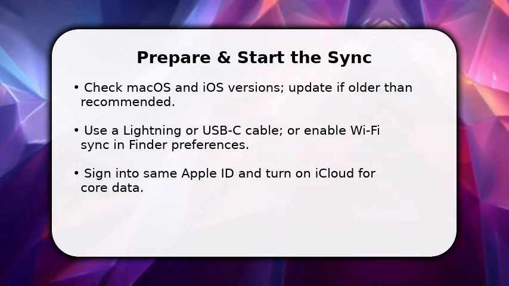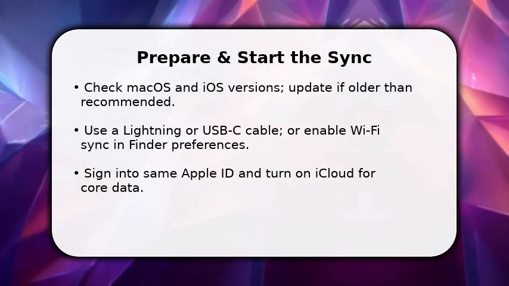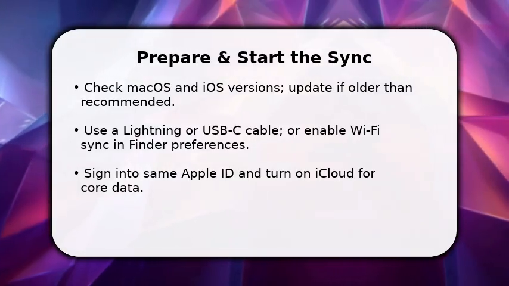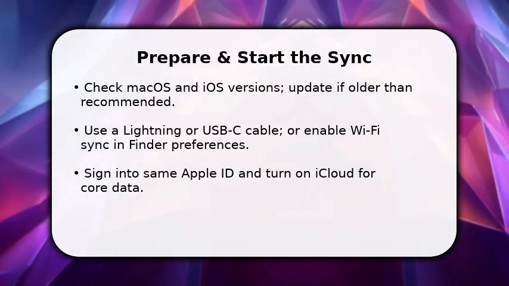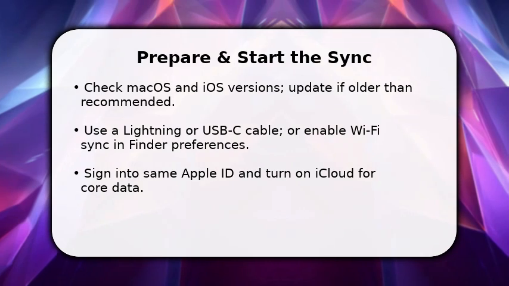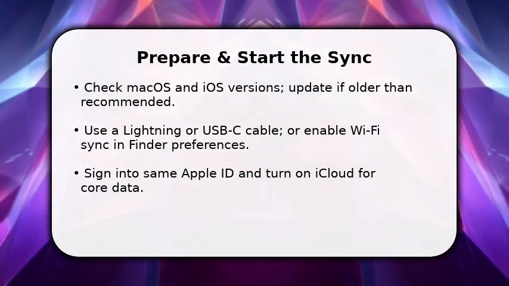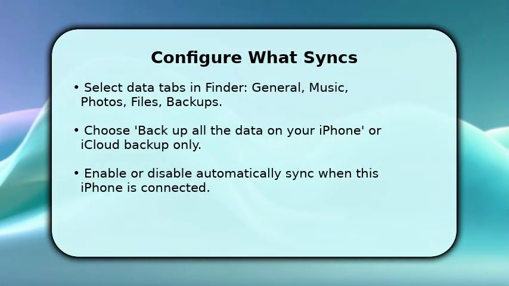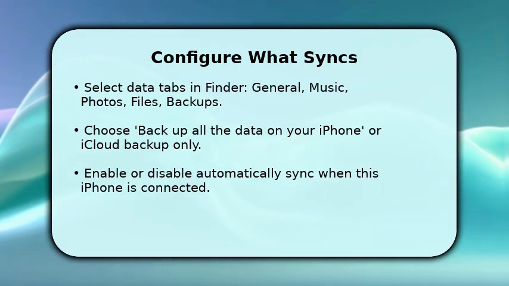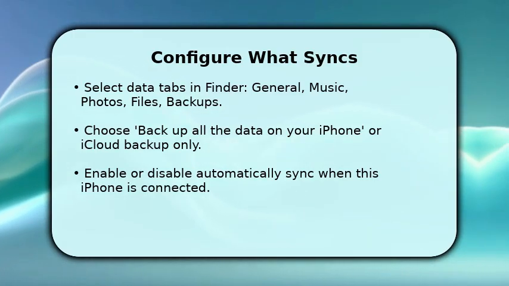Once done, choose which data types to sync: music, photos, backups, so you control storage and transfer time rather than letting defaults decide. You now configure specifics. Click each tab in Finder for General, Music, Photos, and Files. For Photos, choose Import Options or use iCloud Photos. For Music, pick Playlists or Entire Library.